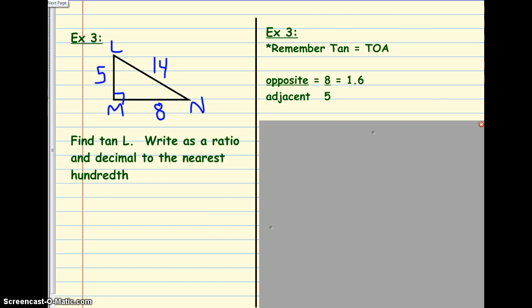In review, just remember this phrase, SOH-CAH-TOA.